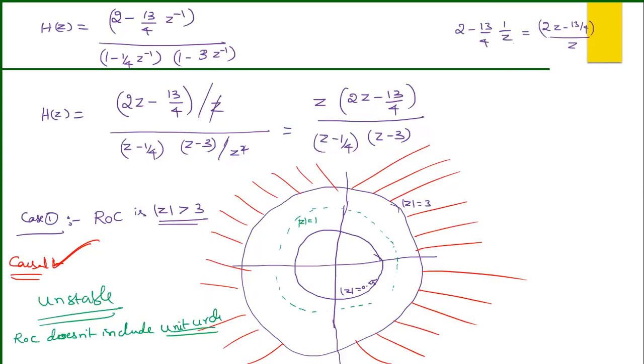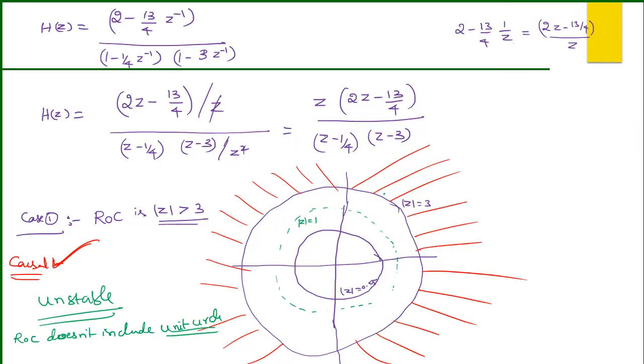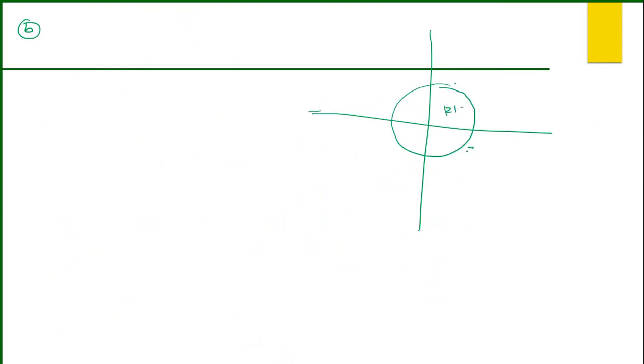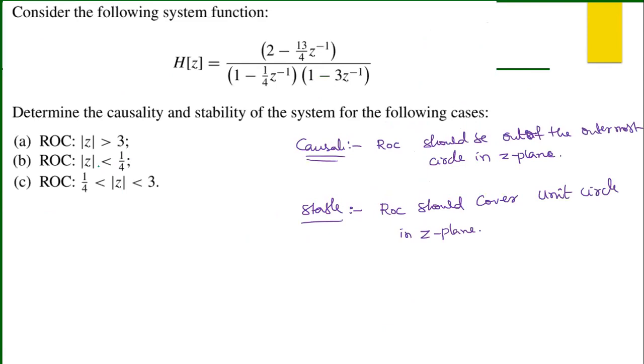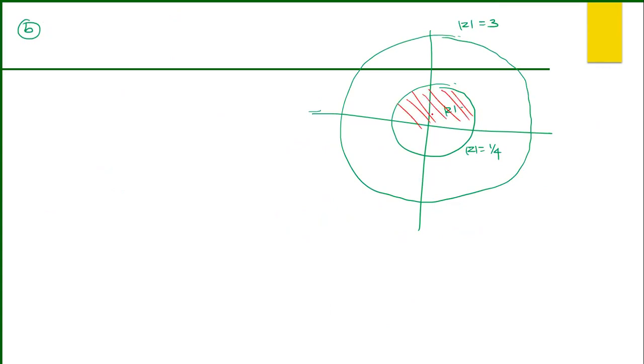Now coming to the second one, mod Z is less than 1 by 4. Same graph again I will draw here. Two circles, with radius 1 by 4 and radius 3. So what is the ROC given? Mod Z is less than 1 by 4. Less than 1 by 4 means inside the 1 by 4 circle. This is the ROC.